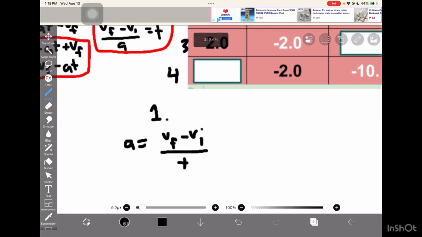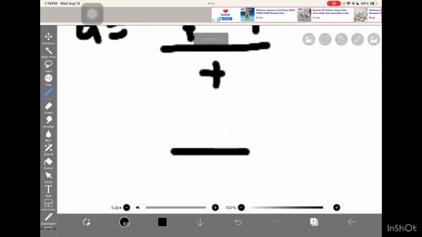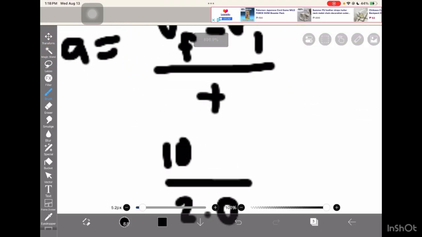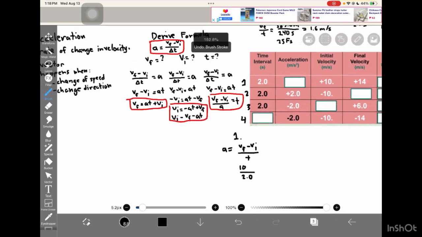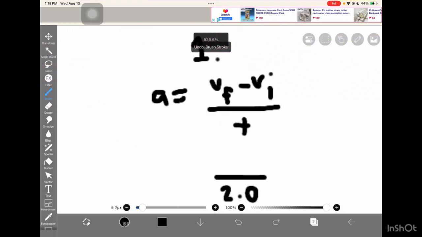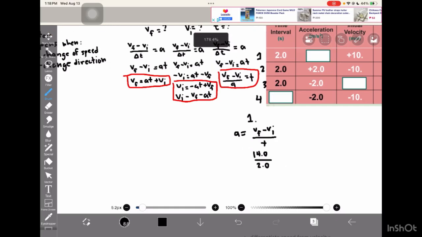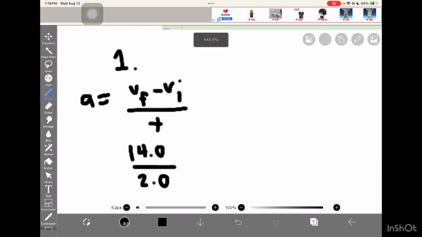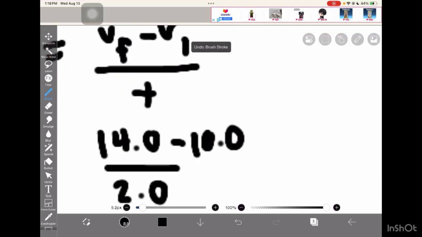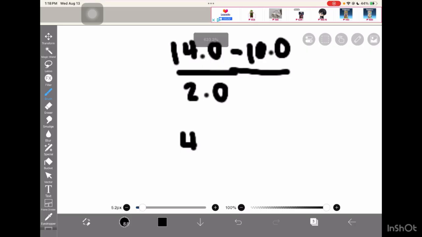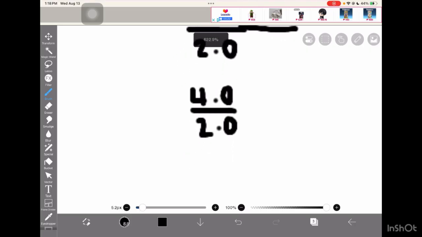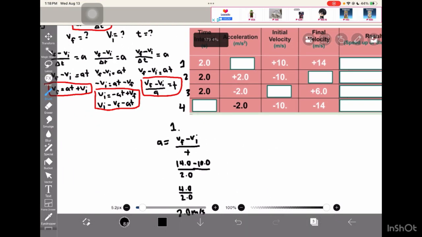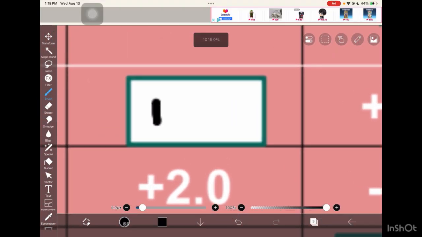In number 1, we're given 2.0 for t, and then initial velocity is 10.0. Final velocity is 14.0. That's equal to 4.0 over 2.0, which is equal to 2.0 meters per second. Okay, so we just put plus 2.0.